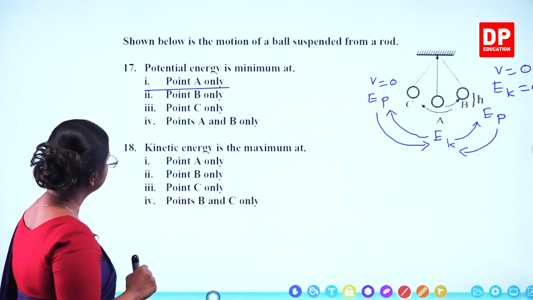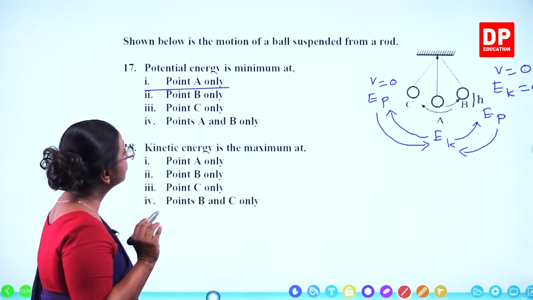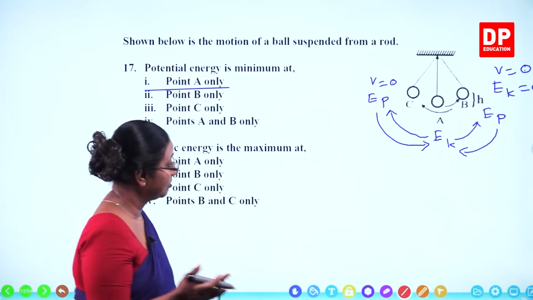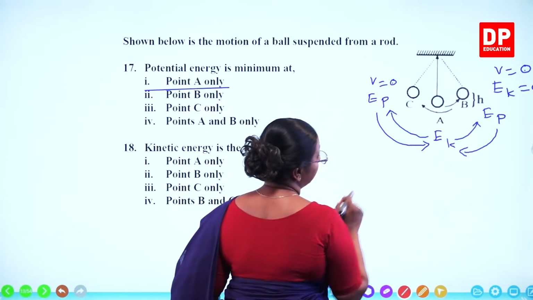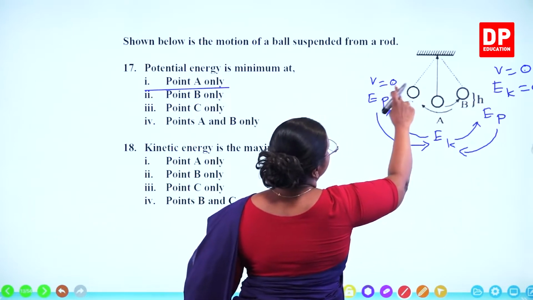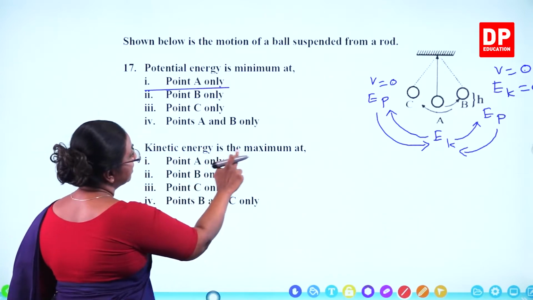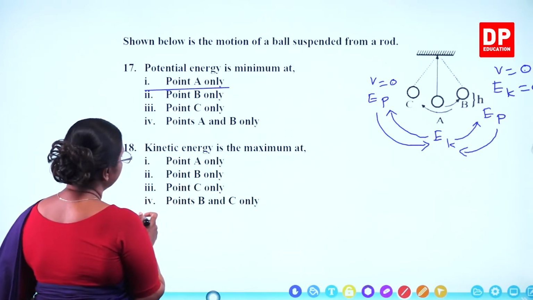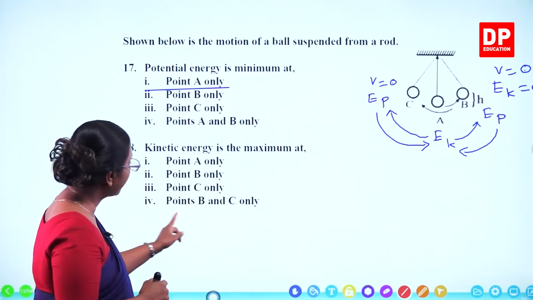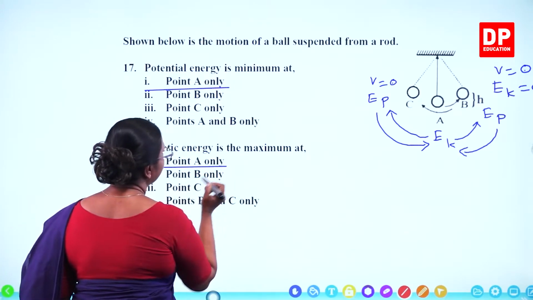Then the 18th question, kinetic energy is the maximum at. So that is also same. When potential energy is minimum, kinetic energy is maximum. Again at point A, kinetic energy is maximum, but in points B and C, you can see velocity 0, so kinetic energy 0. So kinetic energy is the maximum at point A only. Point B only not correct, point C only not correct, and points B and C only, that is also not correct. It is point A only.